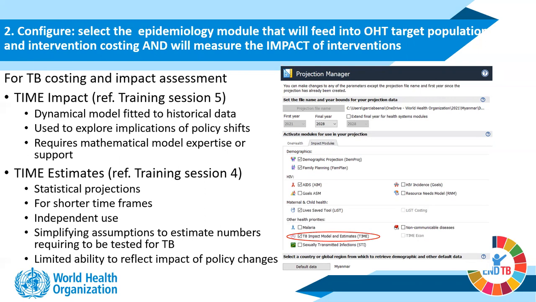The second is time estimates, which uses statistical projections to give you an estimate of the TB burden and requirements for different services. It's typically used for shorter time frames, can be used independently, and uses simplifying assumptions to estimate numbers requiring testing or treatment for TB. It does have a limited ability to reflect the impact of policy changes based on its structure.